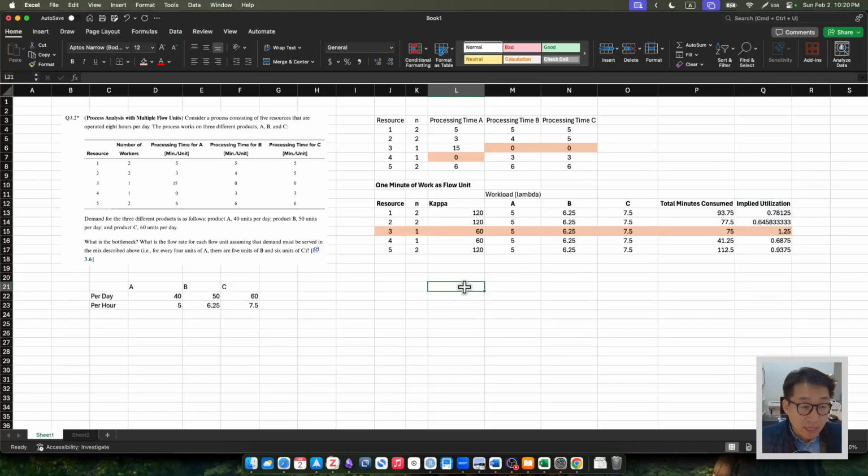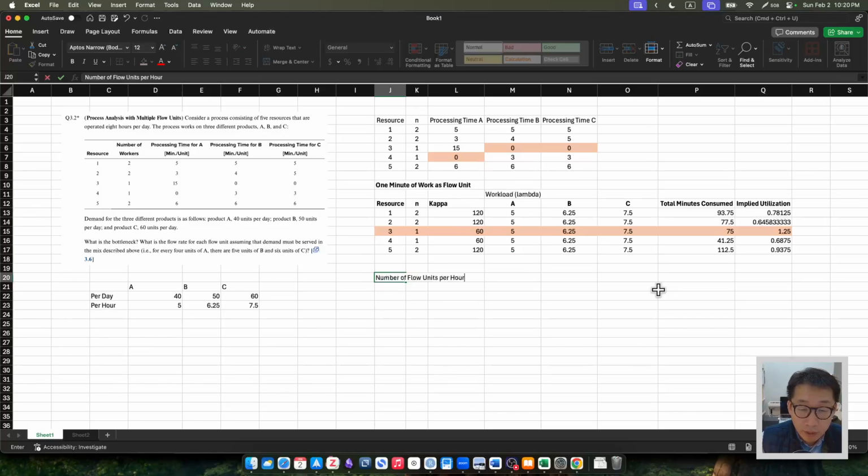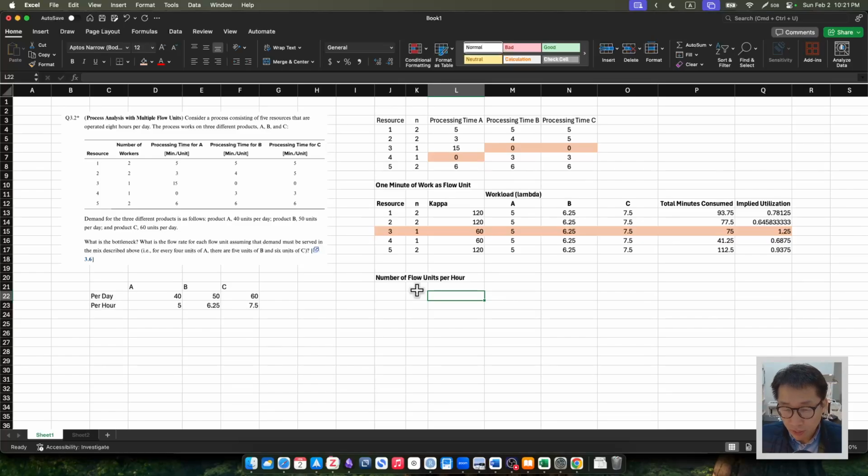Okay. The second approach is again the number of flow units per hour approach. We basically use the count as a basis of analysis. This requires a little bit of thinking. It's not, I would say, as intuitive as this approach, but it's still doable. It just requires you to think a little bit. So it's the same approach.